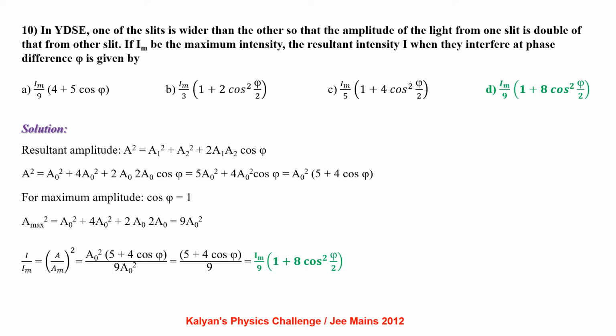For maximum amplitude, cos phi is 1. So A max square equals A0 square plus 4A0 square plus 2 times A0 times 2A0, that is 9A0 square. So I by I max equals A by A max whole square, that is A0 square times (5 plus 4 cos phi) by 9 A0 square. Ultimately, it is Im by 9 times (1 plus 8 cos square phi by 2).